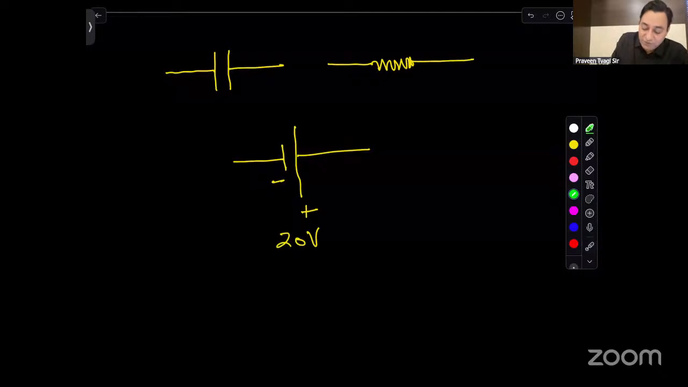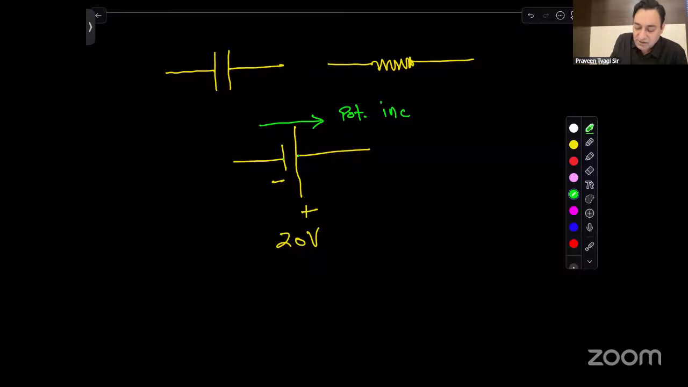If you are moving in a loop in this direction, your potential was initially less and the potential here is high. So your potential increased, so you will write plus 20. Potential increase is considered plus, potential decrease is considered minus. So when you go through a battery from this side to this side, you write plus 20.